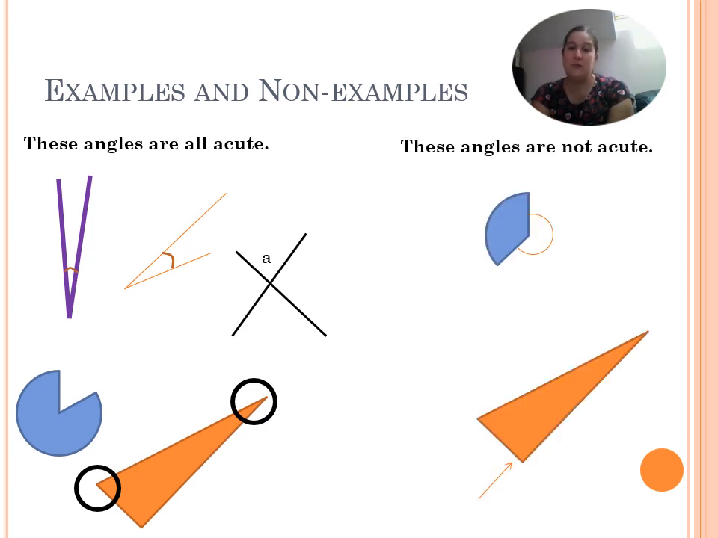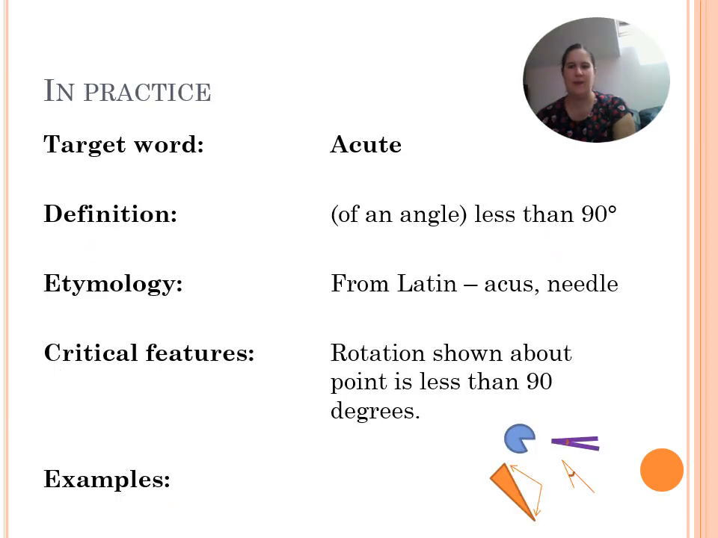Within examples, it's also really important to show non-examples. So I've just got a couple here. These aren't exhaustive, but they give you an idea of the possible examples and non-examples that I would use. Again, I'd give pupils lots of opportunities to say these are not acute because they are greater than 90 degrees. It's really important that we think about the examples that we're using to show the full range of possibilities for, in this case, acute.